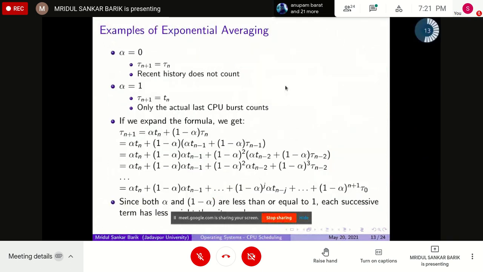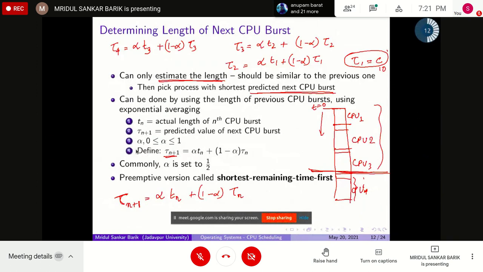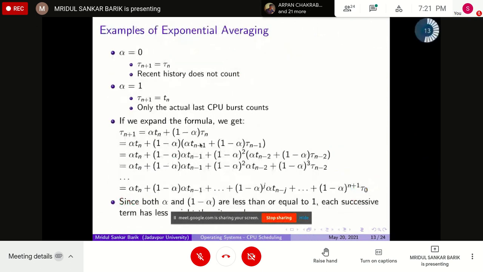Okay, and this alpha is some value which is greater than or equal to 0 and less than or equal to 1. So what's the formula? Tau n plus 1 is equal to alpha times the actual length of the nth CPU burst, plus 1 minus alpha times the predicted length of the nth CPU burst.